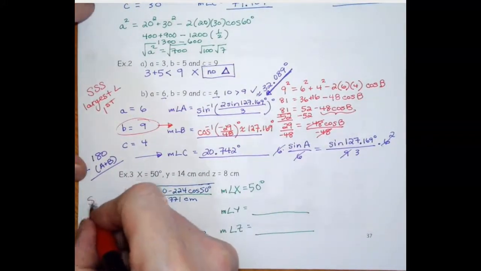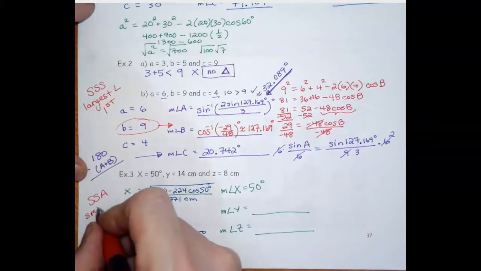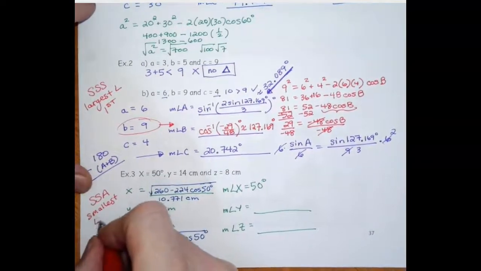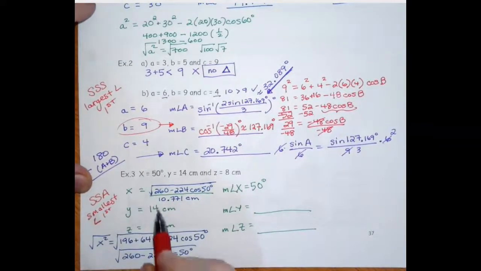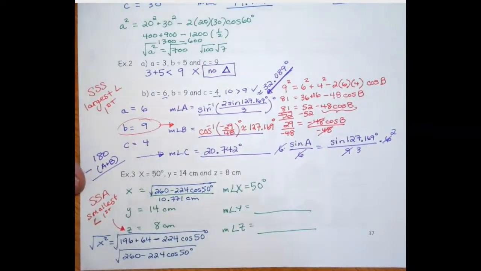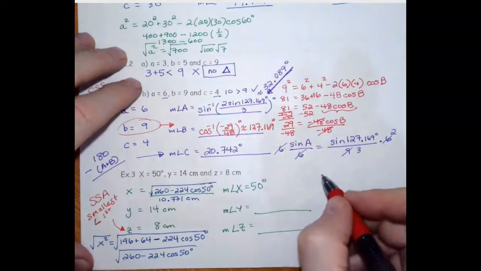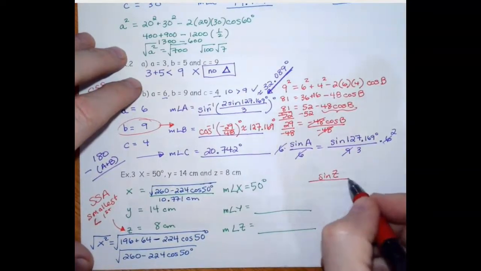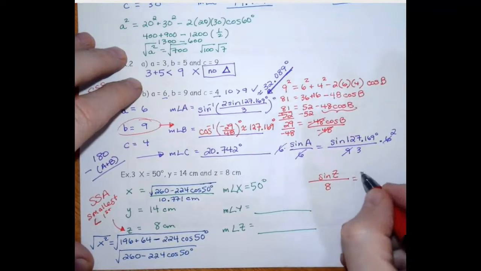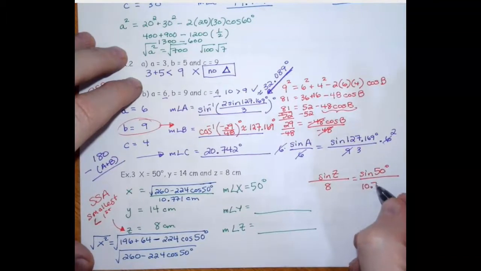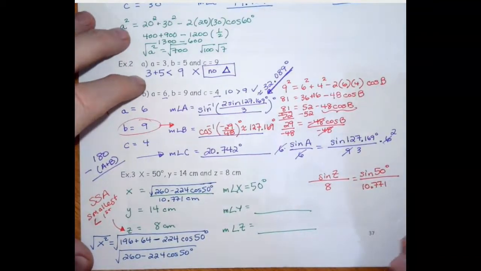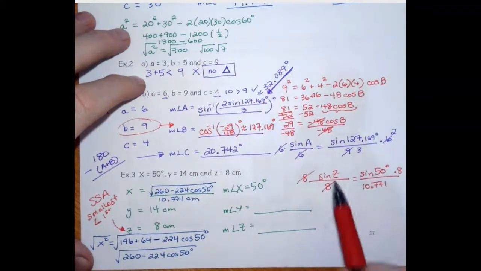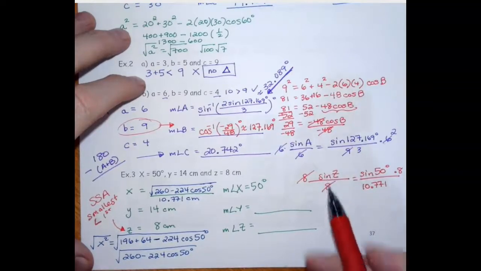This is a side-side angle example. So smallest angle first. So out of these two, the smallest angle is going to be z, because 8 is smaller than 14. Okay, so now we're going to set that up. So the sine of z over 8 equals the sine of 50 over 10.771. Okay, so we're going to multiply both sides by 8. And then remember, we're going to take the inverse. We're trying to find an angle, so we're going to take the inverse sine.